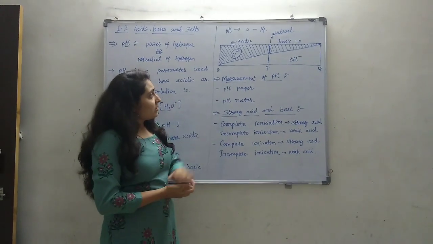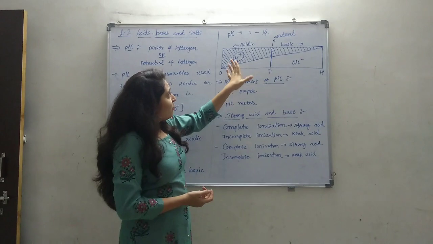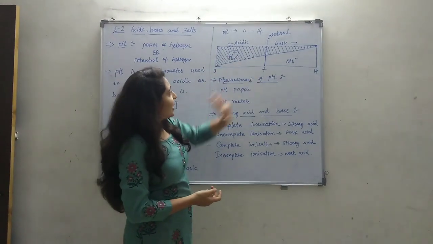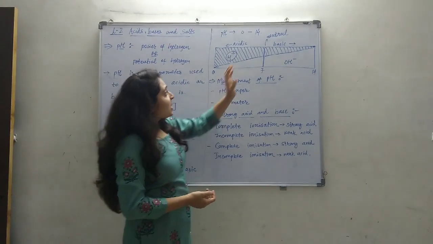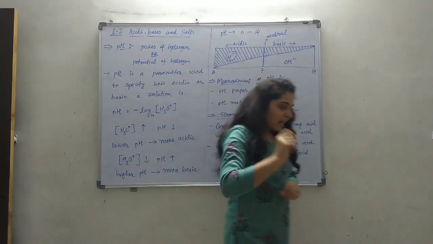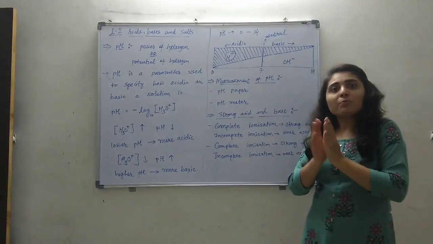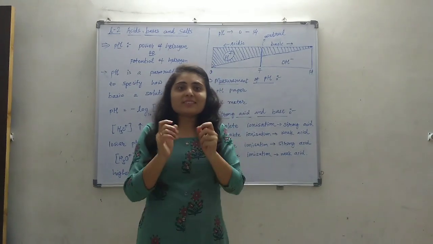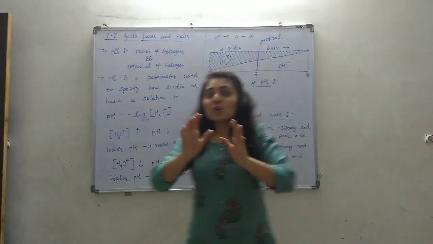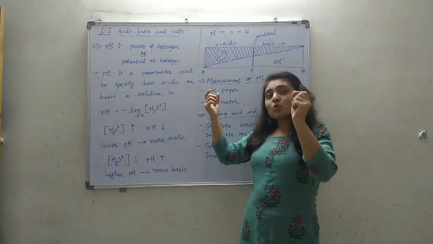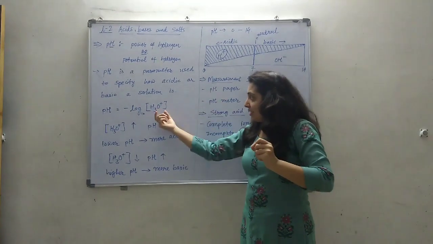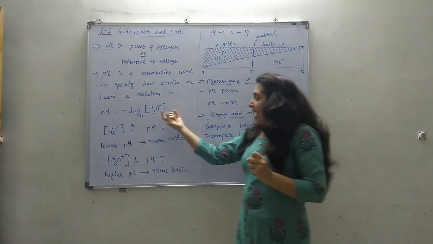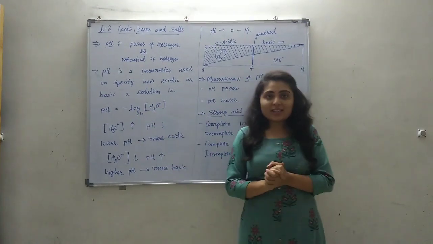This pH scale is very important, which shows acidic nature and basic nature with H plus and OH minus concentration. See, in the last lecture, I told that for pure water, the concentration of H plus and OH minus is 10 raised to minus 7 molar. So if I put that 10 raised to minus 7 molar concentration in the formula to find the pH of pure water, I get, by calculation, 7 as the answer.